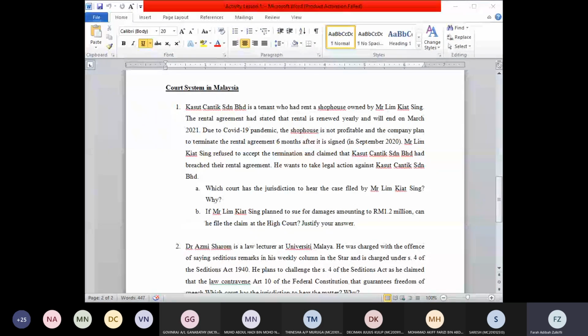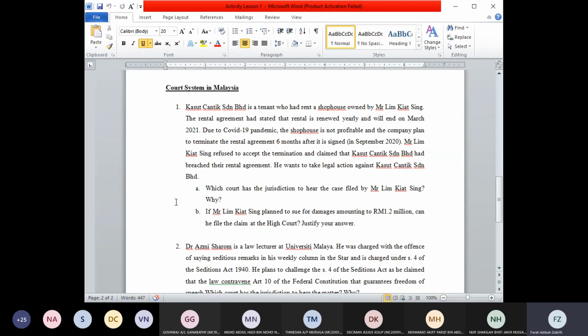Shakila, what is your opinion? Yes, Miss. Same like the previous one, because it stated that it's nothing to do with the tenant and landlord. It's like stated sue for damages. Okay. So he can claim from the High Court. Okay. So that's all. Anyone else wants to point out their opinion on this? Okay, no one else.